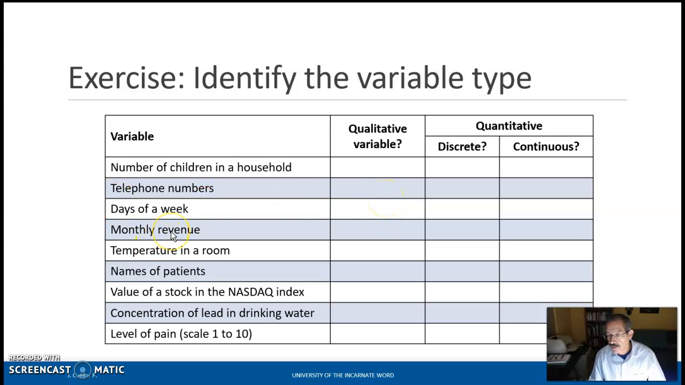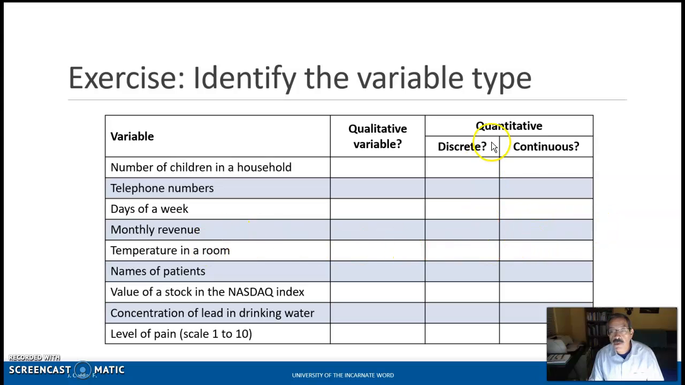Monthly revenue. So this is how much money a business gains after a month of operation. So that's money. So you're quantifying, and you're not counting $1, $2, $3. You're counting dollars and cents, and maybe thousandths of a dollar. So in that case, revenue, money, the value of something, which is measured in dollars, it could take on any value.